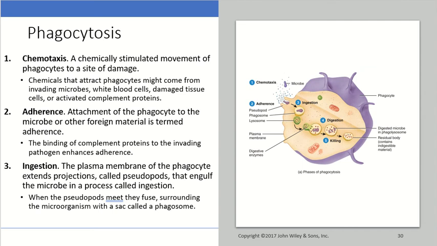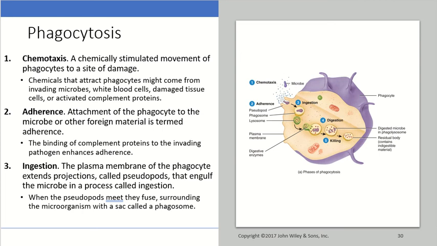So let's look at the steps that are involved in phagocytosis, and there are 5 all total. So step 1 is going to be chemotaxis. This is going to be a chemical stimulation that's going to result in the movement of a phagocyte to a damaged site, or a site of damage. So chemicals that are going to attract these phagocytes might come from the invading microbes themselves, or from the white blood cells, already kind of damaged tissue cells, or also possibly from activated complement proteins.